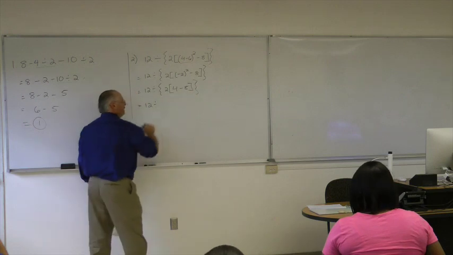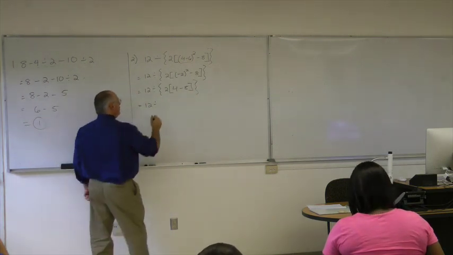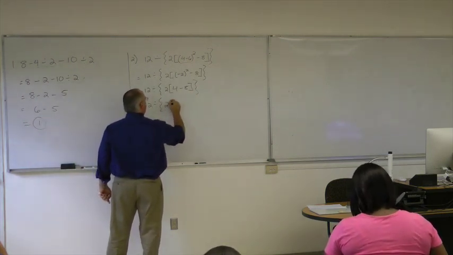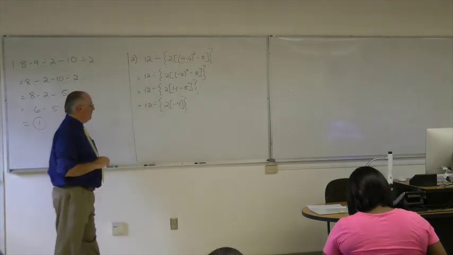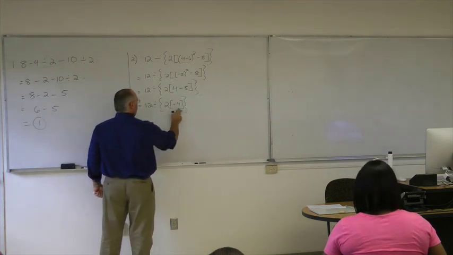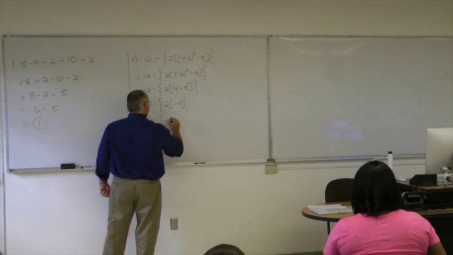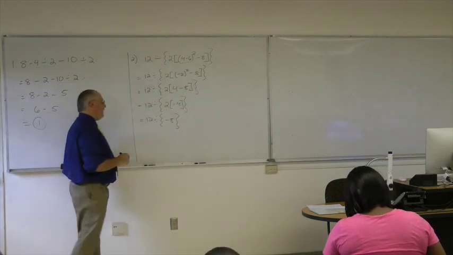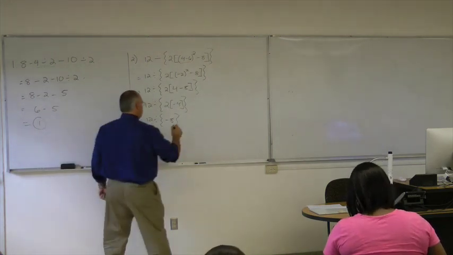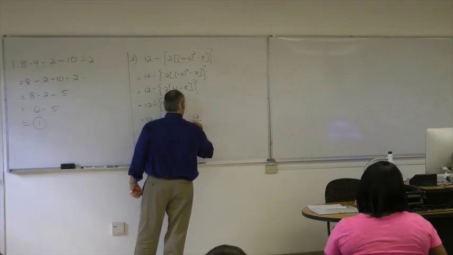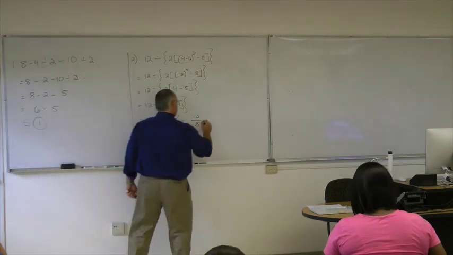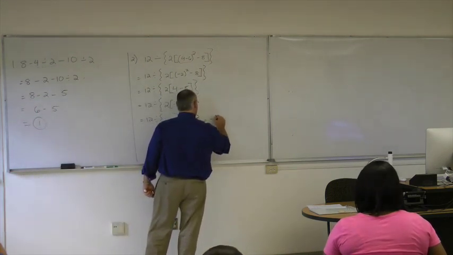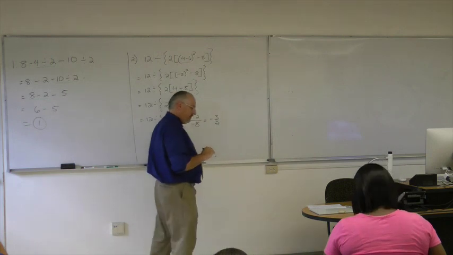And then inside those brackets or parentheses is 2 times negative 4. Now we're just multiplying here. So this is 12 divided by negative 8. And if you want to just think of that as a fraction, this is just 12 over negative 8, which would reduce to, divided out by 4, negative 3 halves.